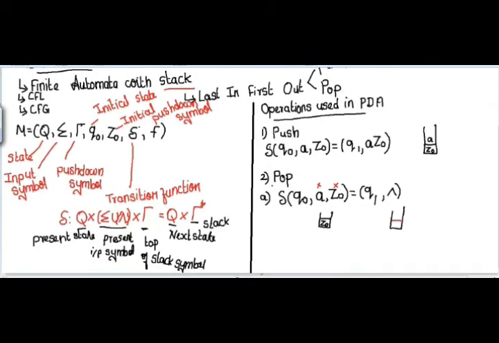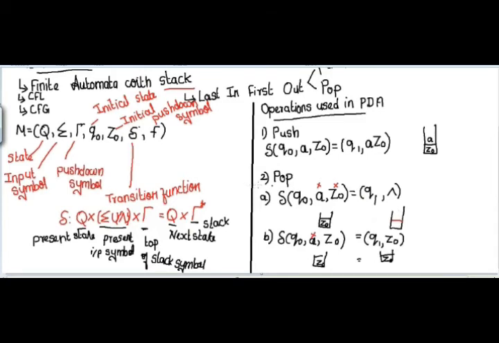Next I am going to explain the second case of pop operation. Suppose Q naught is my present state, A is my present input, Z naught top of the stack. Now my next state is Q1, and now in the stack I'm going to write only Z naught. That means I'm going to pop only the input symbol A, and previously Z naught was on top of the stack, and after the pop operation also Z naught will be in the stack. So only A is popped. So this is about the pop operation.